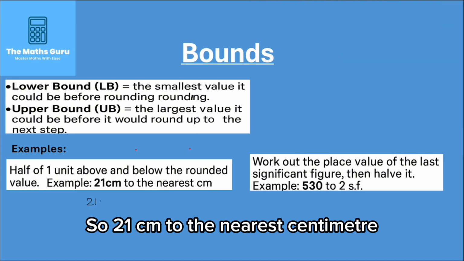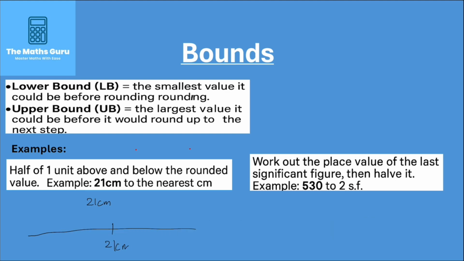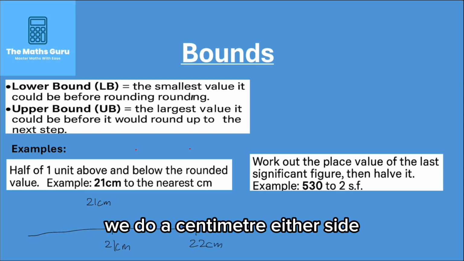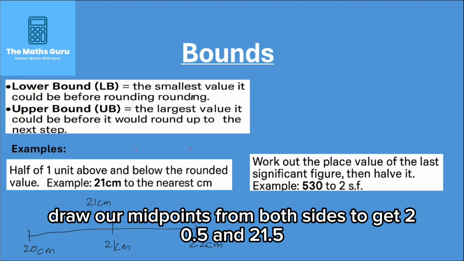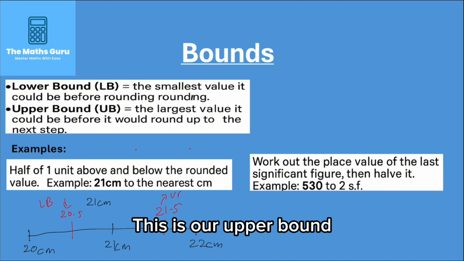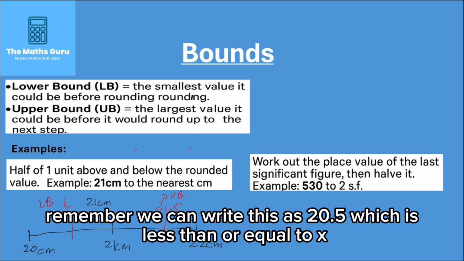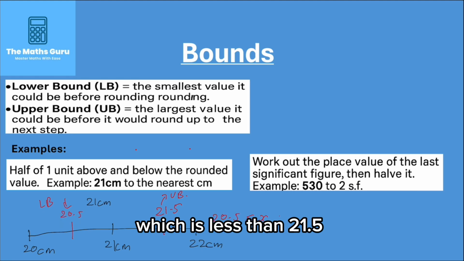So 21 centimeters to the nearest centimeter. We draw our number line with 21 right here. On either end, we do a centimeter either side. Draw our midpoints from both sides to get 20.5 and 21.5. And here, this is now known as our lower bound. This is our upper bound. So, to write our error interval, remember we can write this as 20.5 is less than or equal to x, which is less than 21.5.